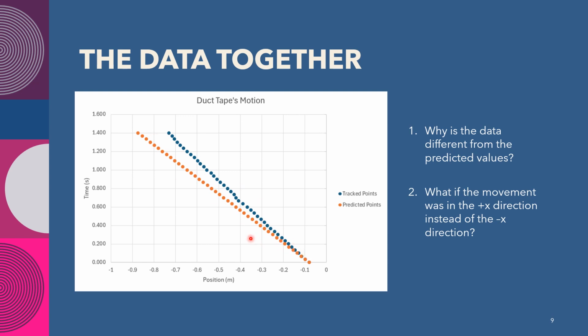And this error in our calculations is caused by not assuming there are any forces on the duct tape, when in a real life scenario there would be friction, air drag, gravity, all those forces that would actually be acting upon it that we don't take into account. So that accounts for the difference in error. And if the movement was in the opposite direction, these values would really just be positive instead of negative.